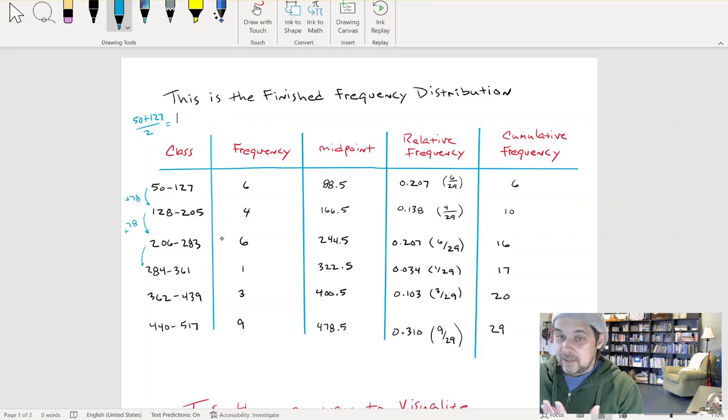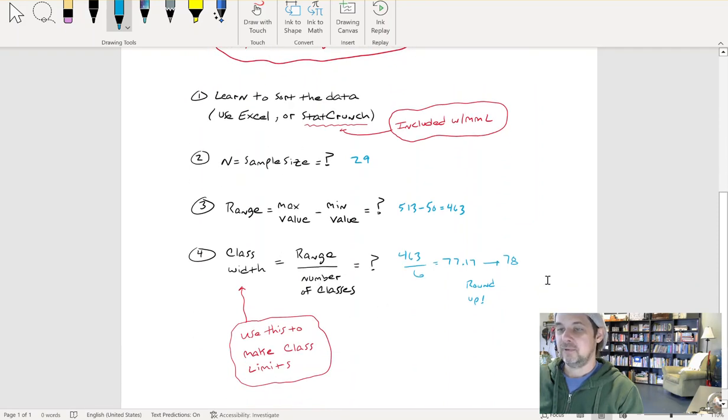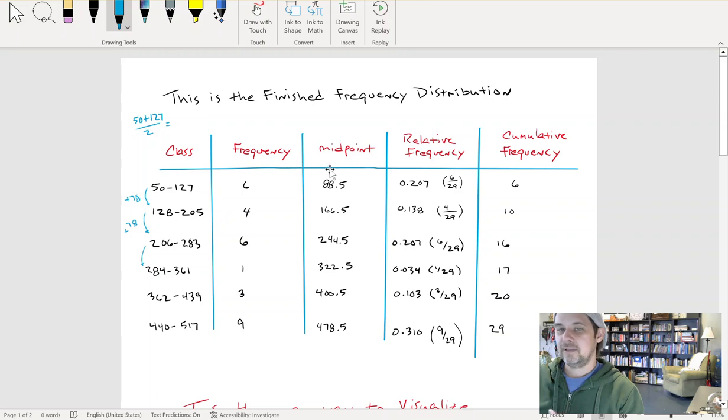But every other midpoint is also spaced by the class width. Now remember, I found by the standard formula that the class width should be 78. So once I find the first midpoint to be 88.5, then I can add the class width to get the next one and the next one and so on.